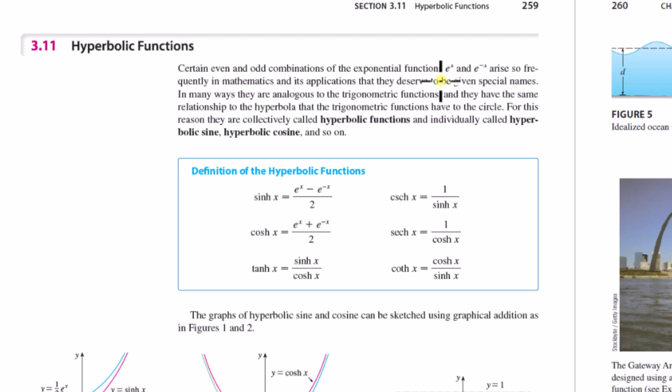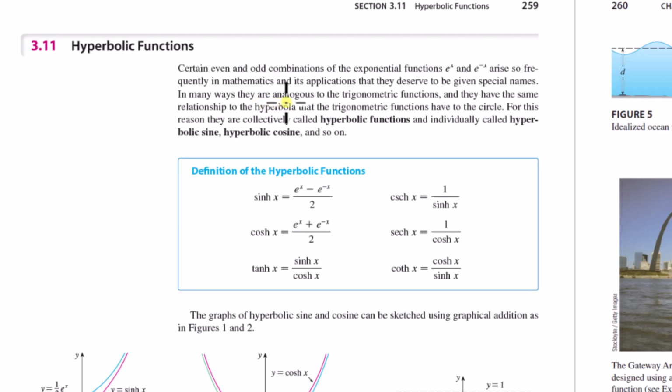Okay, so the idea is, if we come to the definition of hyperbolic functions, this e to the x minus e to the minus x divided by 2 and e to the x plus e to the minus x divided by 2. These were found to occur so frequently in math that they were given their own special name. And because of their similarity to trigonometric functions, not in relation to the circle like normal trig functions, but in relation to the hyperbola, they were called hyperbolic sine, hyperbolic cosine, hyperbolic tangent.